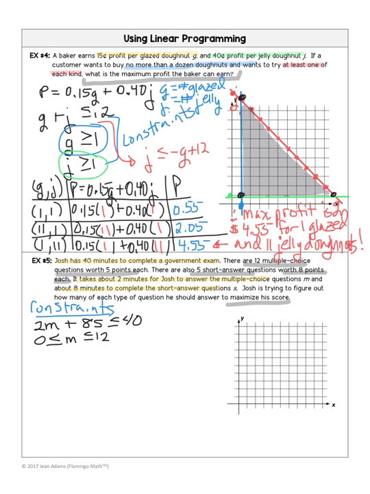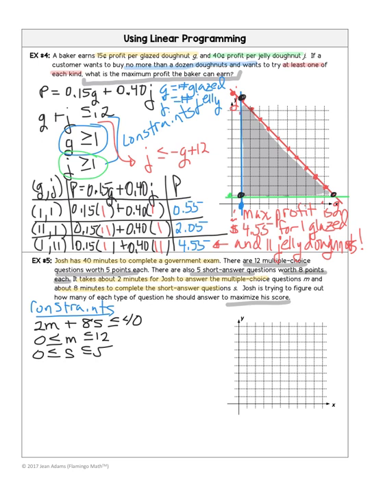Then for his short answer, he only has 5 short answer questions. So he's got to answer less than or equal to 5, but greater than or equal to 0, because he has to answer somewhere between 0 and 5.